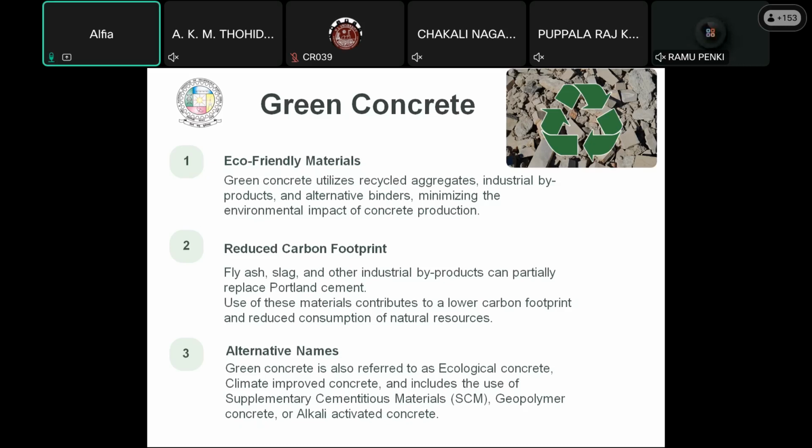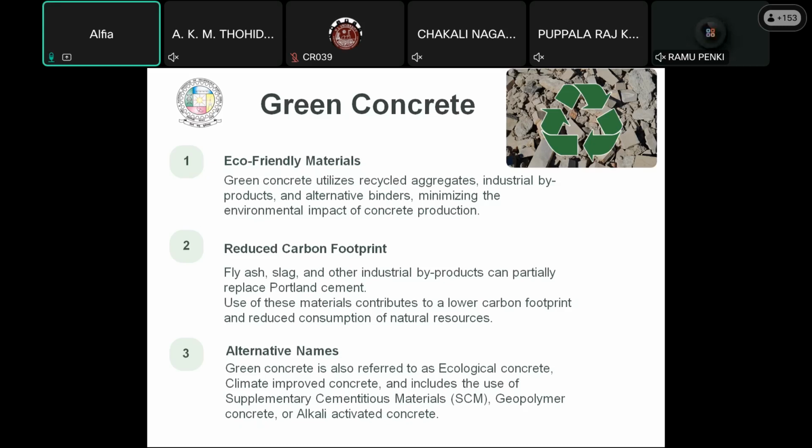One of the most important things with these is the standard guidelines. In the revised concrete mix design code, they have added these things, which were not there in the 2009 mix design code: concrete mix design using industrial byproducts or supplementary cementitious materials.